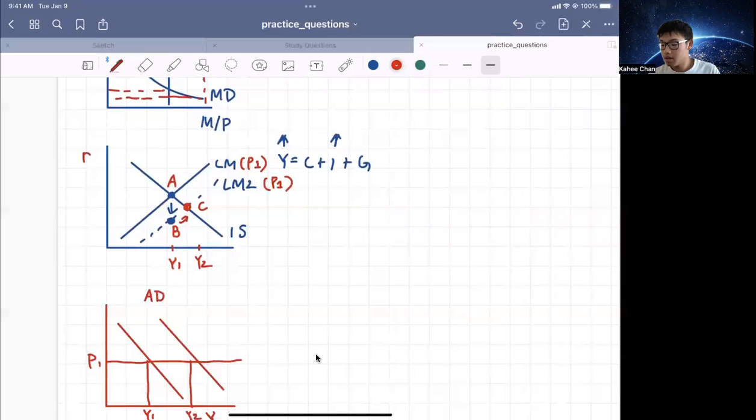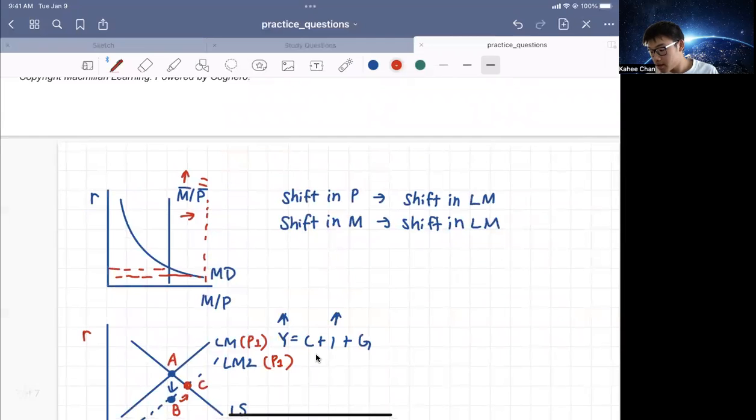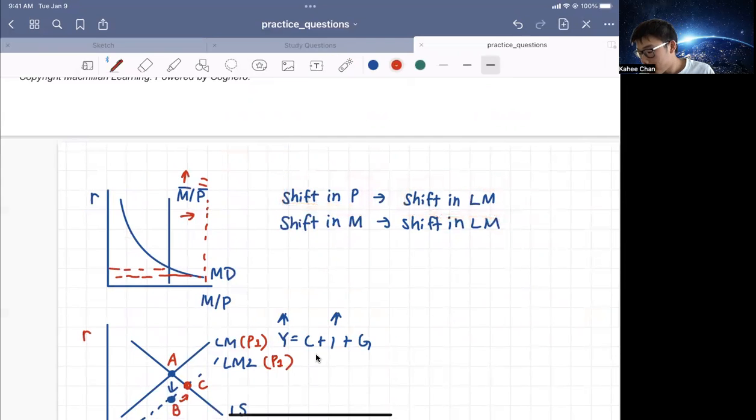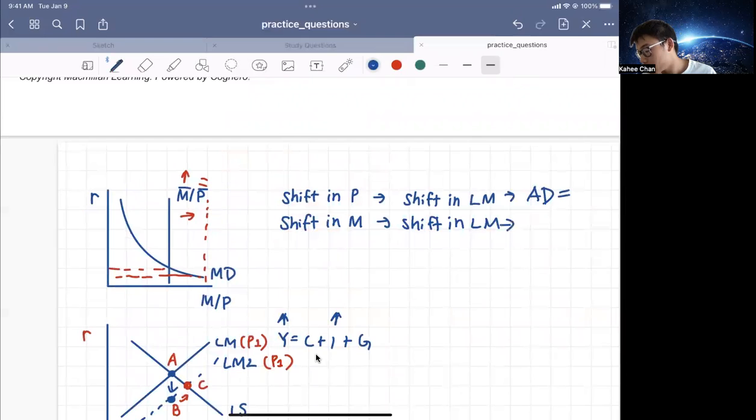To wrap up, a change in price shifts LM, but it does not change the aggregate demand. Shifting money supply shifts LM, and it also shifts aggregate demand.